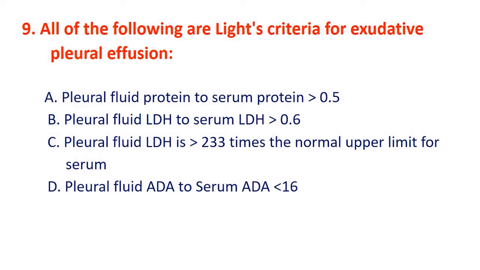Number 9. All of the following are Light's criteria for exudative pleural effusion except: pleural fluid protein to serum protein greater than 0.5, pleural fluid LDH to serum LDH greater than 0.6, pleural fluid LDH greater than two-thirds the normal upper limit for serum, pleural fluid ADA to serum ADA lower than 16. And the correct answer is pleural fluid ADA to serum ADA lower than 16.